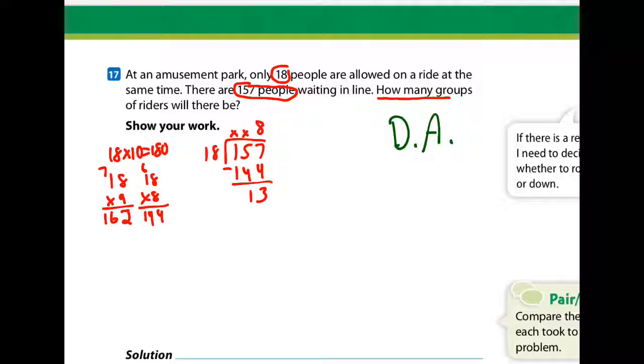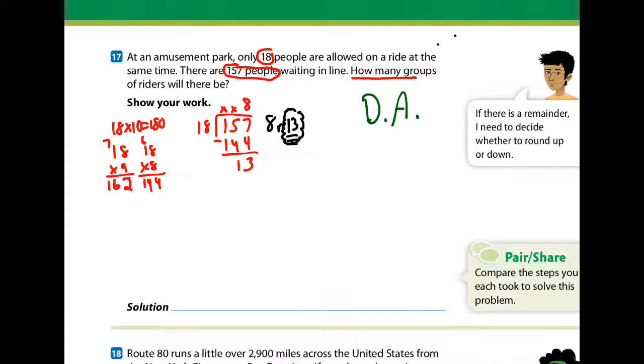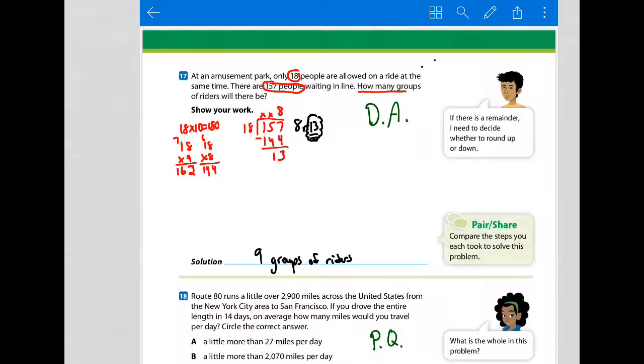Subtract, I get 13. Now here's what this means. This means that there would be 8 rides, but that remainder 13 means there would be 13 people left who didn't go on a ride. So how many groups of riders will there be? Well, you would need an extra group to take those 13 leftover people. So the answer to this one would be 9 groups of riders. Okay? Now, remember, pause the video if you made any mistakes.